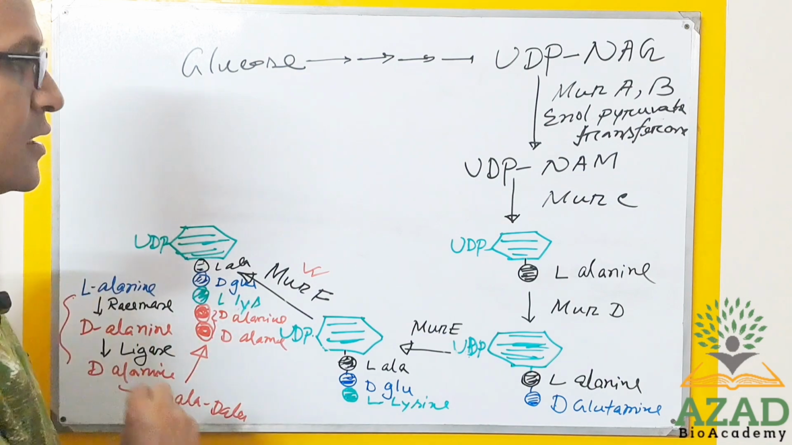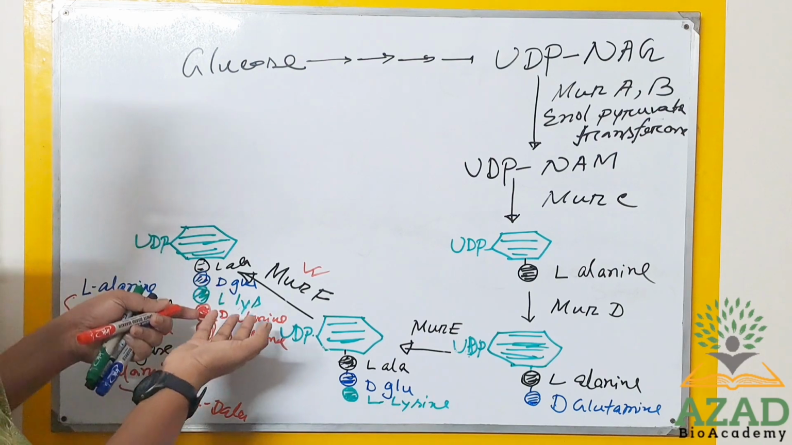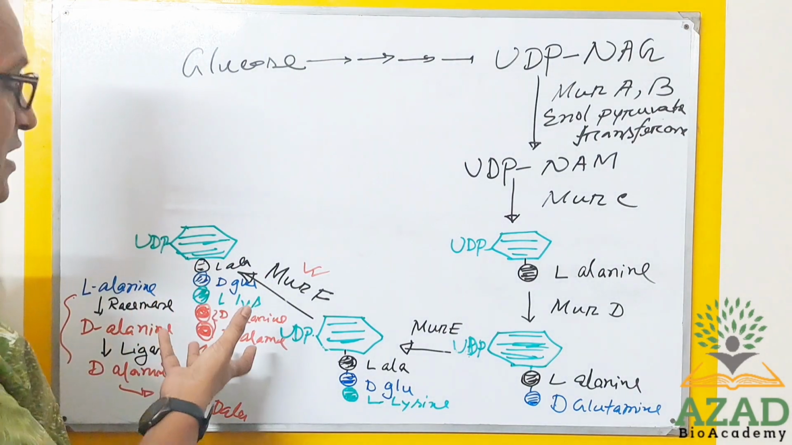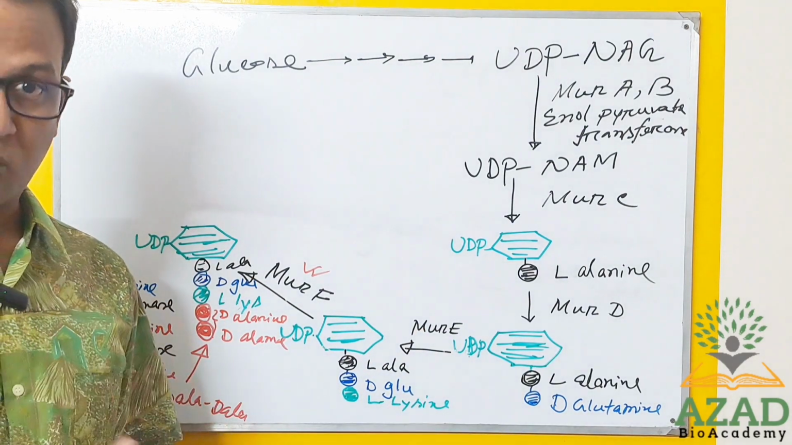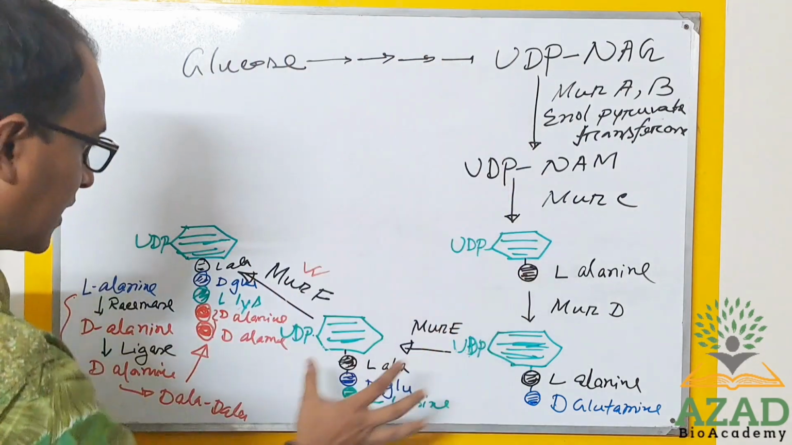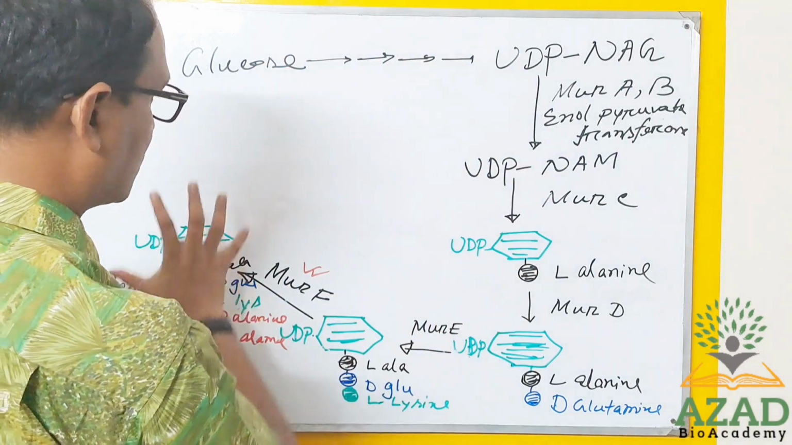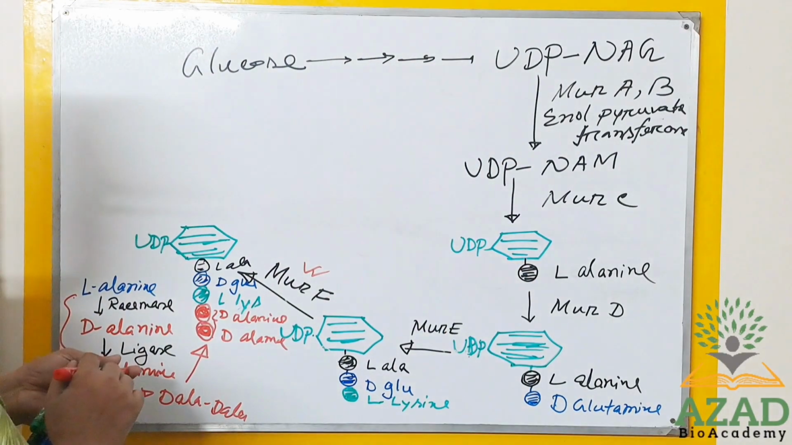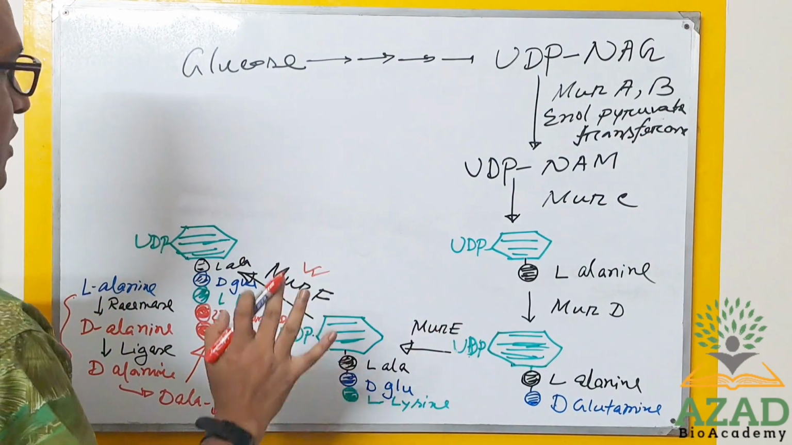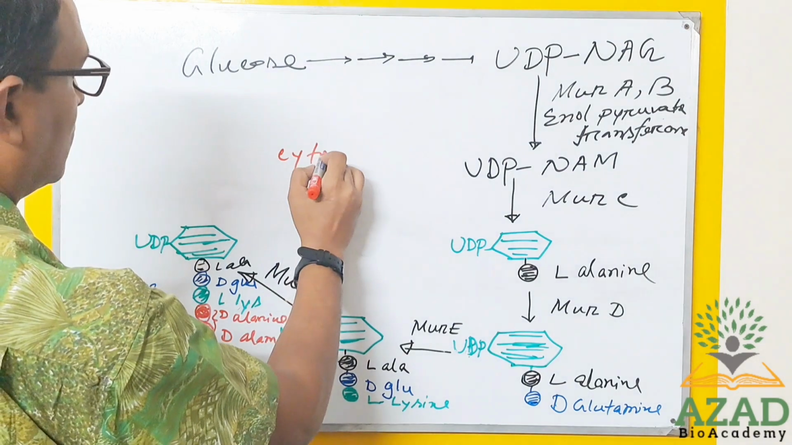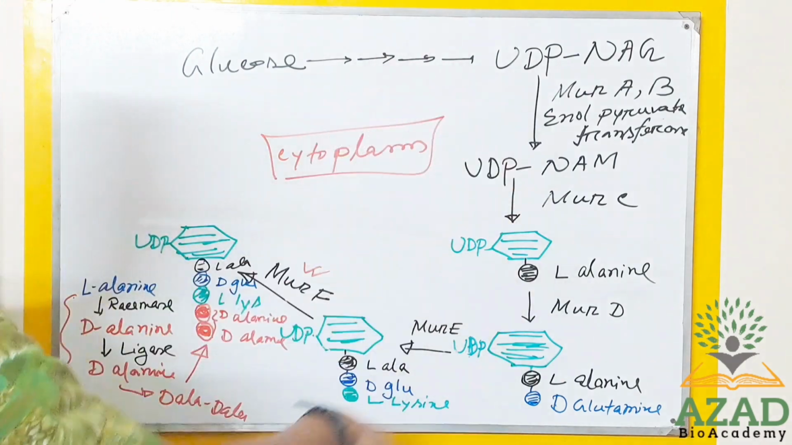It's carrying a pentapeptide. Some species of bacteria can carry 4 amino acids or 3 amino acids, but in most cases pentapeptides are more common. Okay, so this is happening within the cytoplasm. So this is the initial stage, or you can say the cytoplasmic stage, because this is happening in the cytoplasm.